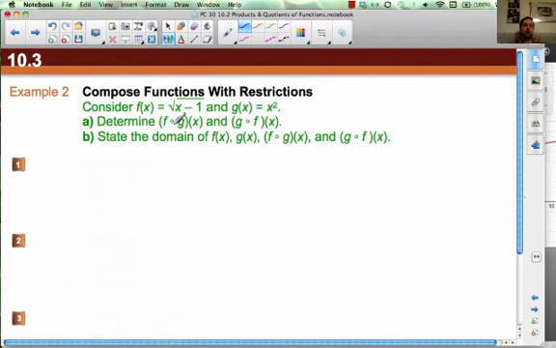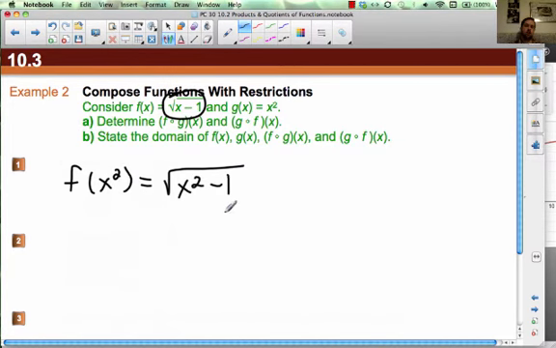So, f of g. So we take f of x, and instead of an x, we're going to fill it with whatever the g function is. So f of g of x, we're going to replace every x in here with this. So it becomes f of x squared, which becomes the root of x squared minus 1. So that's f of g of x.